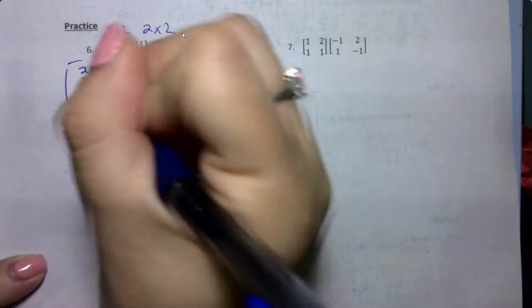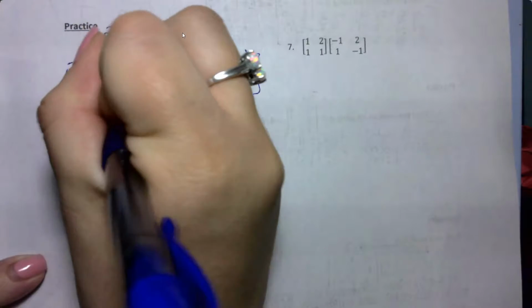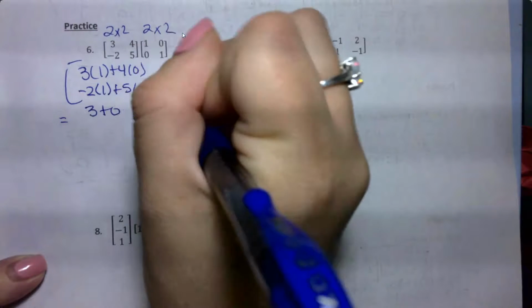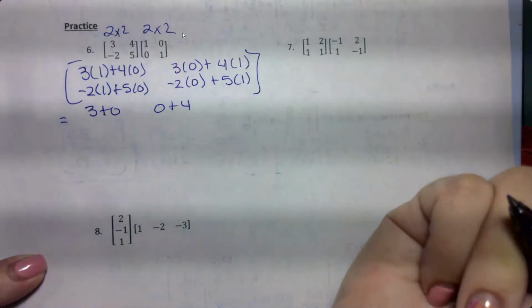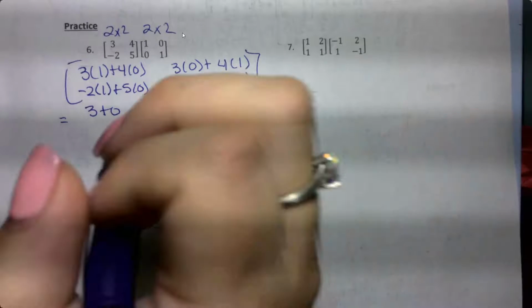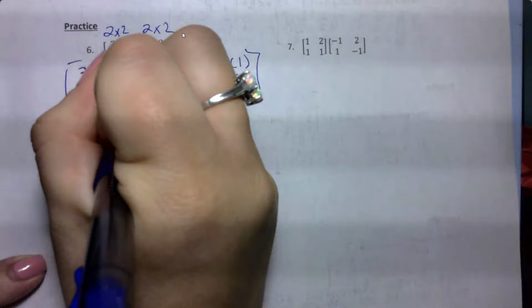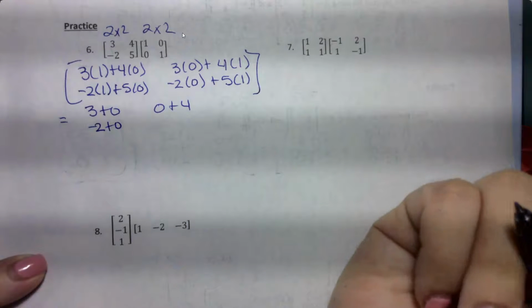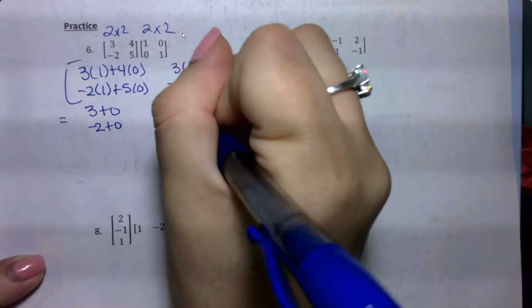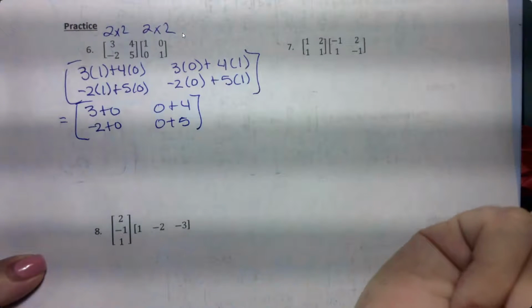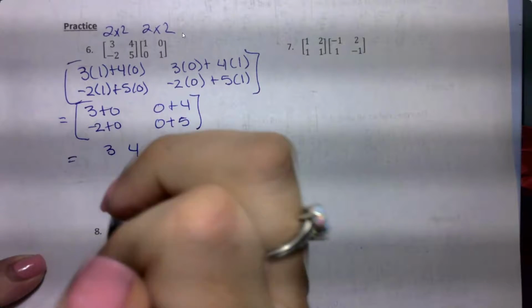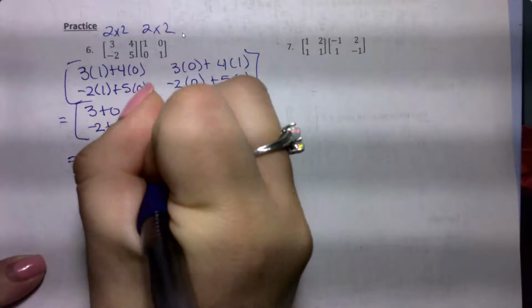I want to go ahead and multiply out. That's going to give me 3 plus 0 for first row, first column. First row, second column gets me 0 plus 4. Second row, first column gets me negative 2 plus 0. Second row, second column gets me 0 plus 5. I just want to go ahead and add. This gets me 3, 4 for my first row, negative 2, 5 for my second row.